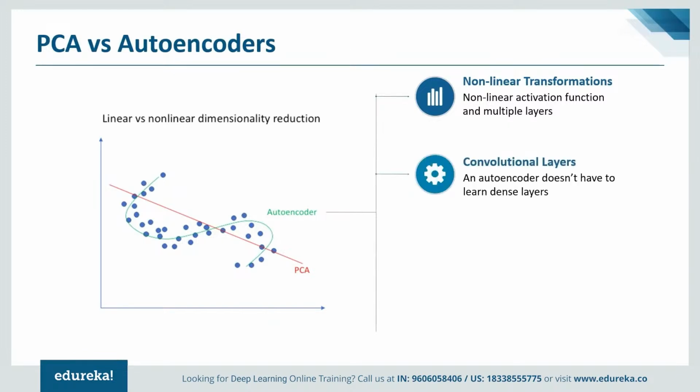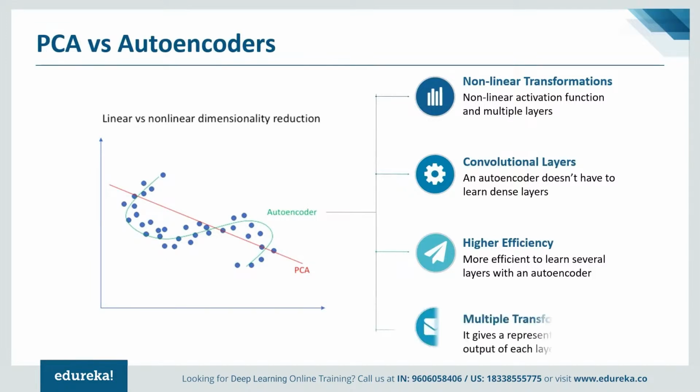It doesn't have to learn dense layers, so it can use convolutional layers to learn too, which could be better for video, image, and series data. It may also be more efficient in terms of model parameters to learn several layers with an autoencoder rather than learn one huge transformation with PCA. An autoencoder also gives a representation as the output of each layer, and having multiple representations of different dimensions is always useful. So an autoencoder could let you make use of pre-trained layers from another model to apply transfer learning to prime the encoder or the decoder.